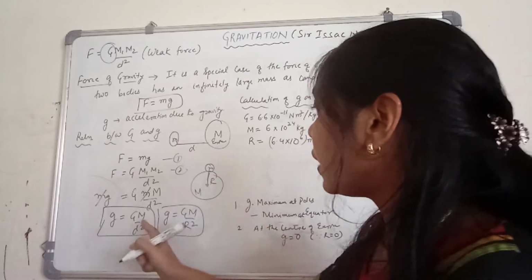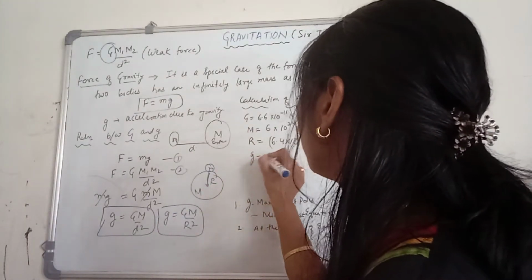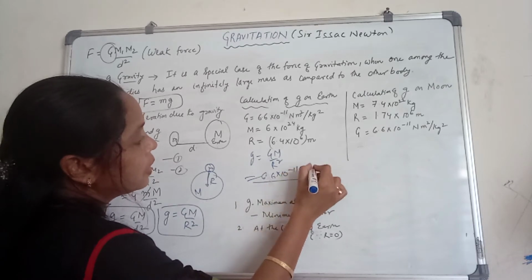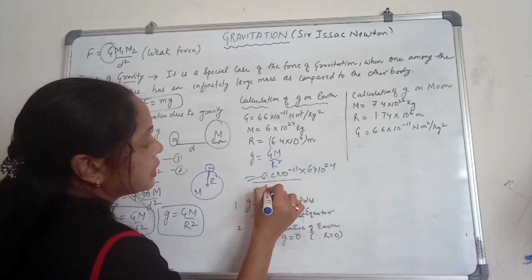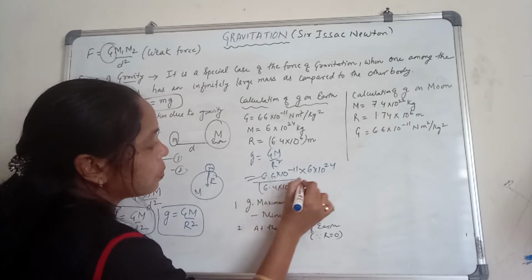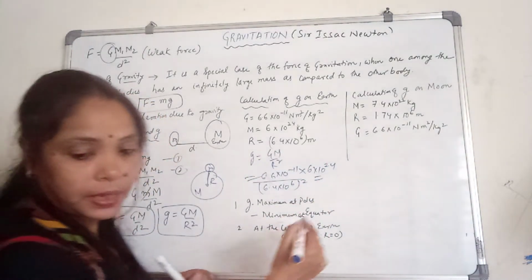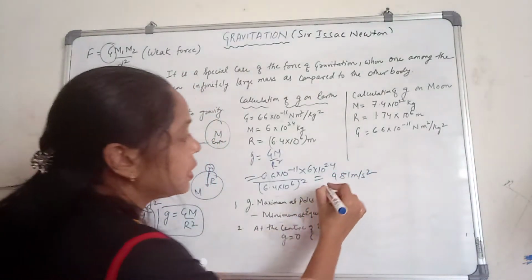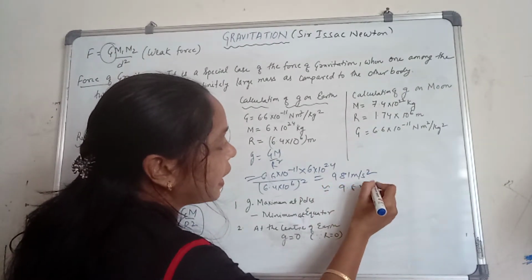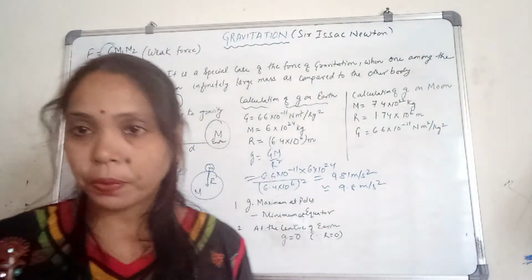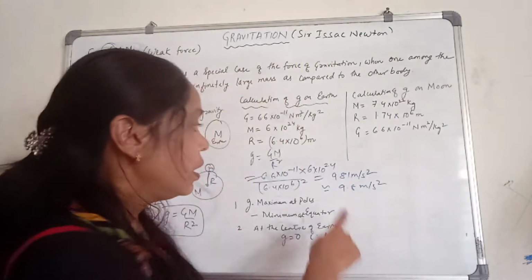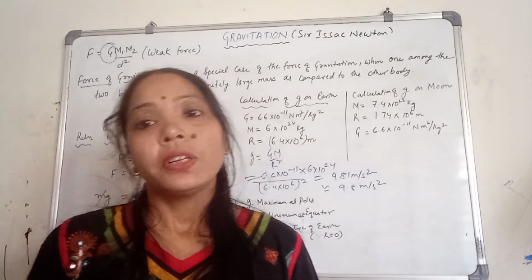Now if you put all these values in the formula, small g equal to GM by r square, that is 6.6 into 10 to the power minus 11 into 6 into 10 to the power 24, divided by 6.4 into 10 to the power 6 whole square. If you solve this, we get the value 9.81 meter per second square. This is nearly equal to what we always consider as 9.8 meter per second square. So the acceleration due to gravity on the earth is 9.8 meter per second square.